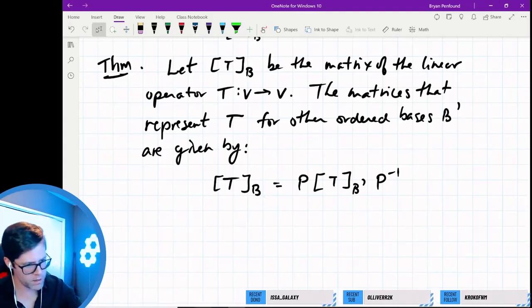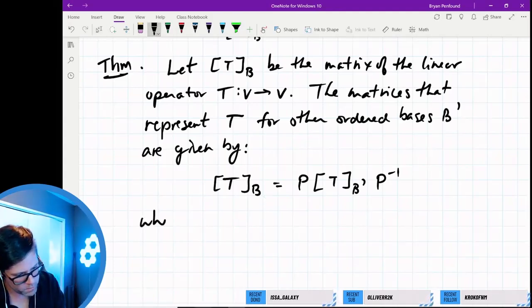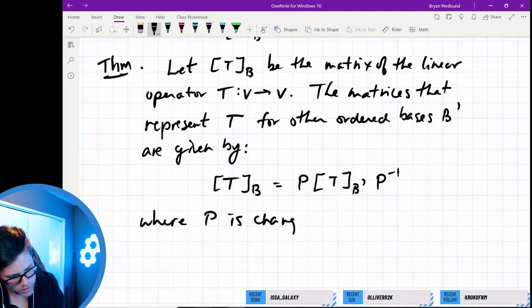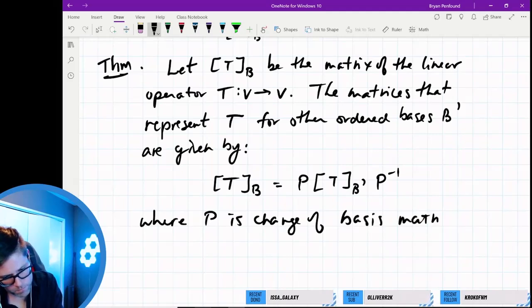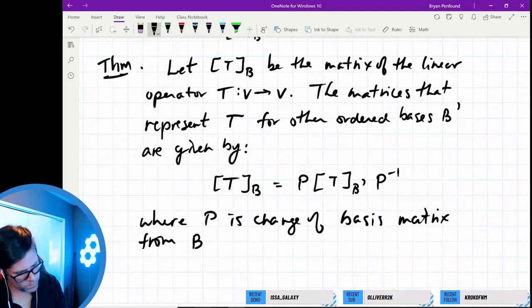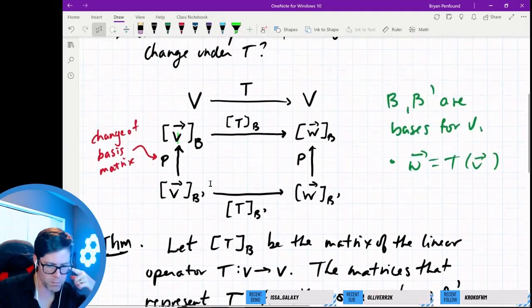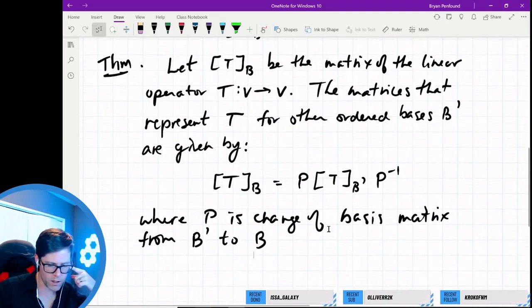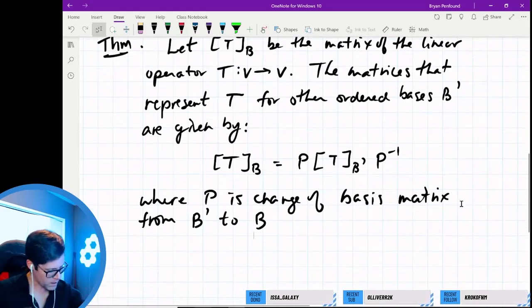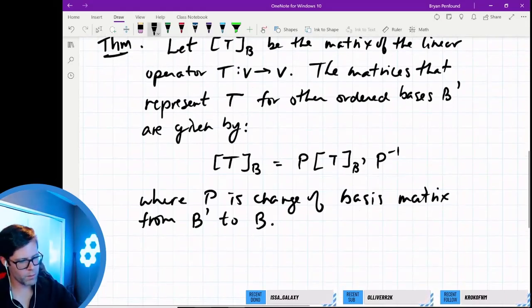Okay, so P is going to be our change of basis matrix from B prime to B. And I just want to make sure that that's correct. Yeah, it should be from B prime to B. I tried to follow what Artin did in the book. So that should be exactly the theorem that we're looking for.